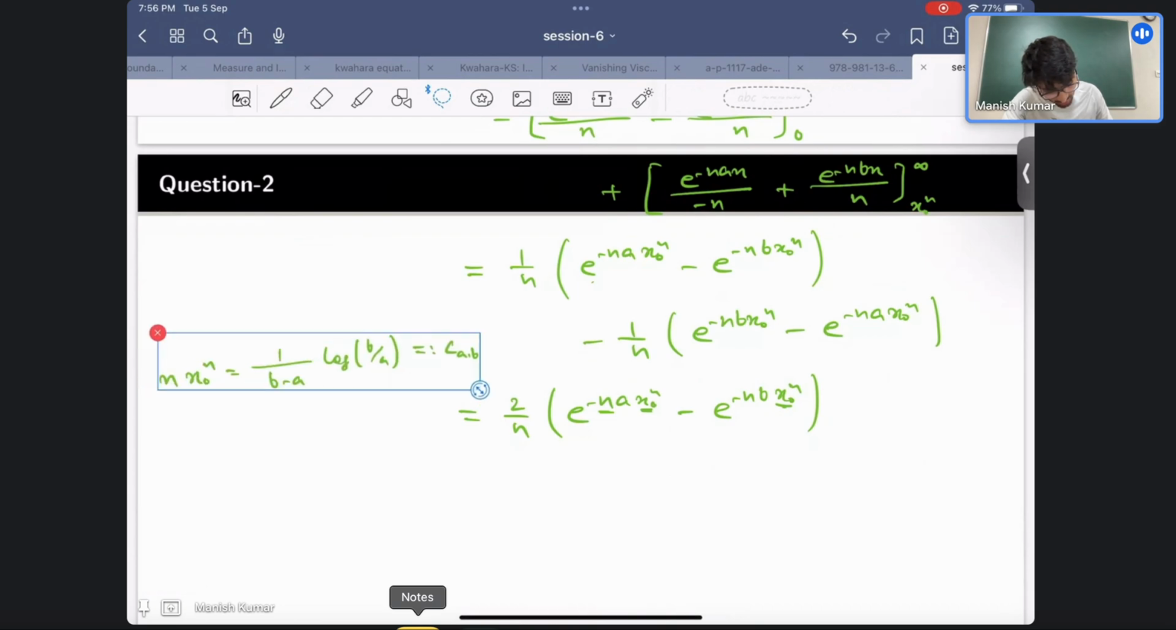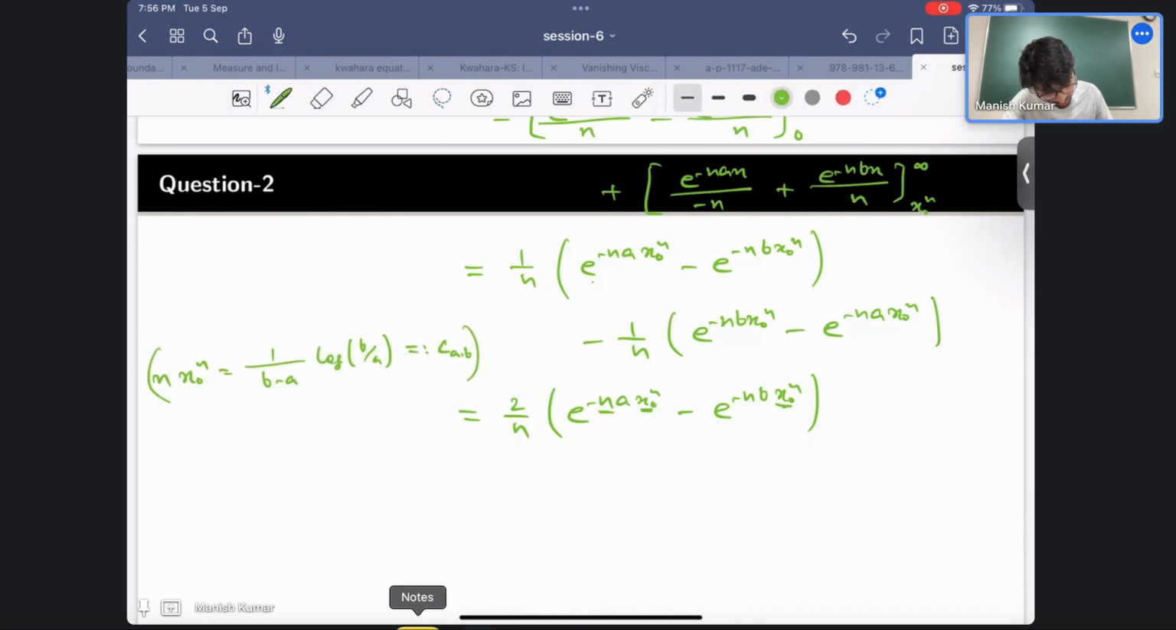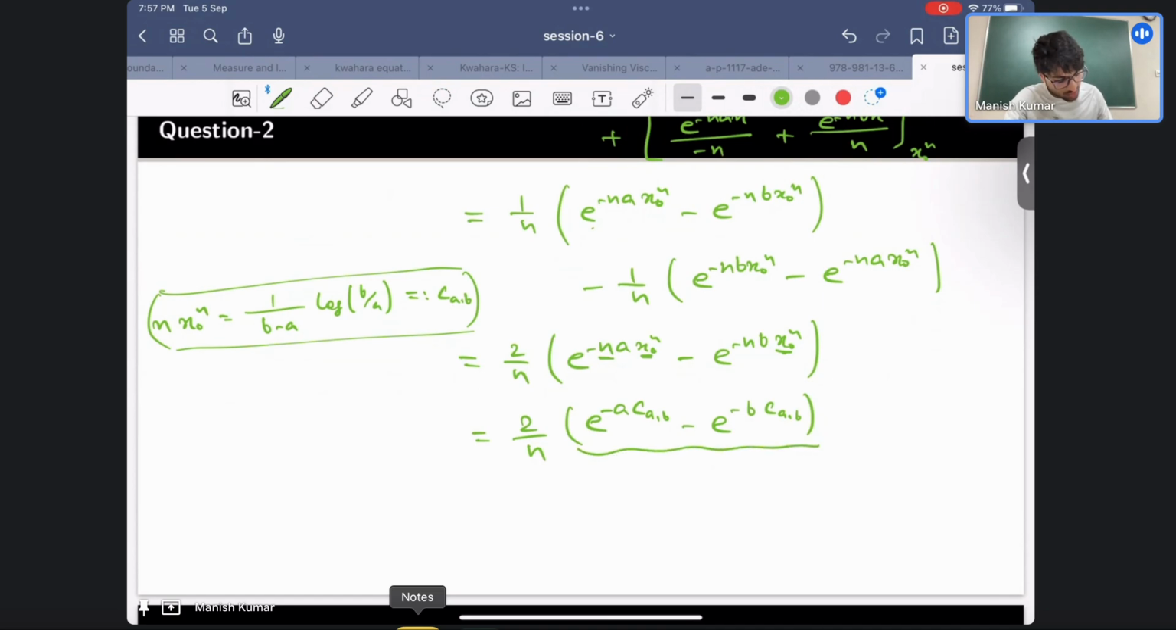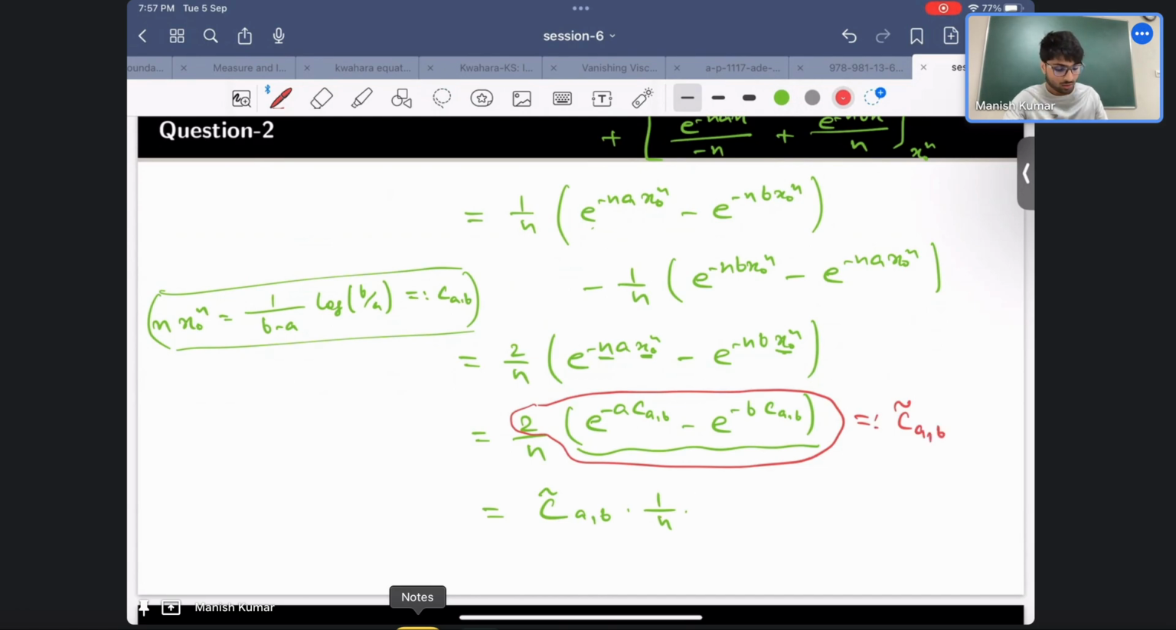So this I'm defining as c of ab. Now I can write 2 by n, e to the minus a times c of ab minus e to the minus b times c of ab. Overall this whole thing is another constant which depends only on a and b. So together I can write c tilde of a comma b times 1 by n. I am combining all this, and this whole thing I am calling c tilde of ab.